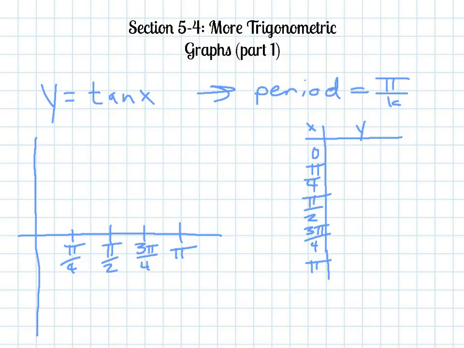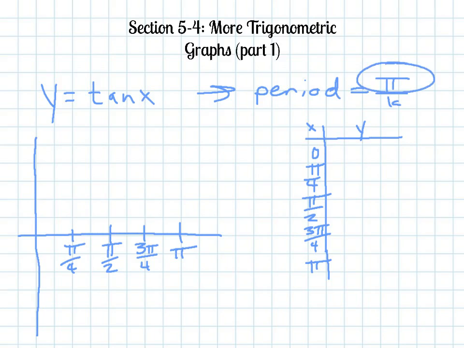Today's lesson we'll be talking about section 5.4, more trigonometric graphs than since the last section. This is the first part, so I'm breaking it into two parts where for the first part we'll talk about tangent and cotangent, and then for the second, secant and cosecant. Now tangent and cotangent have a period of pi.